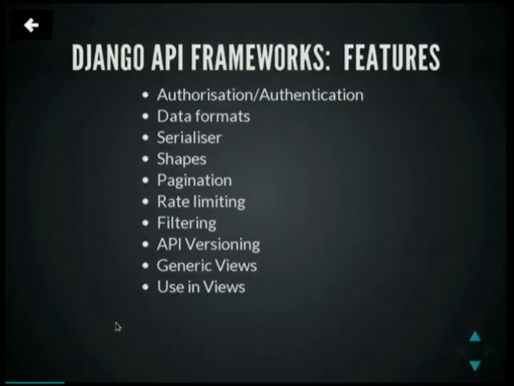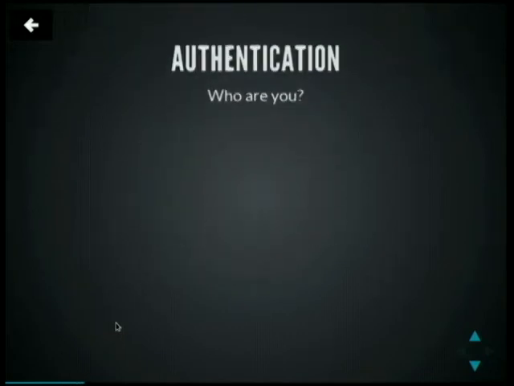Rate limiting, obviously we all know we need that. Filtering, API versioning, and use in views at the bottom there is when you want to try and use the serialization formats and all the rest of the wonderful things that the API has given you in your own views, not in the API views. So I'm going to try and address all of these for each of these functions.